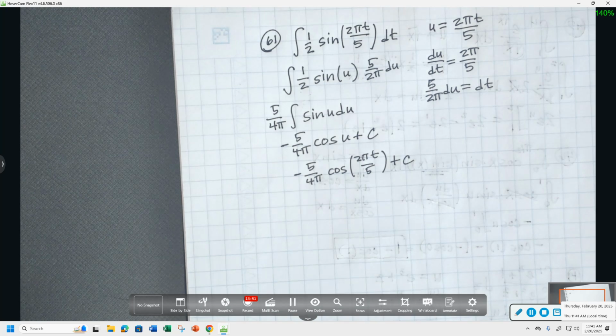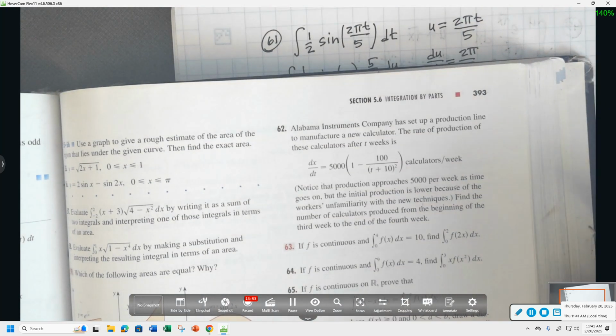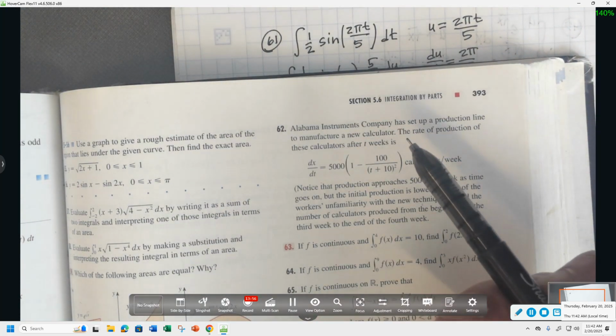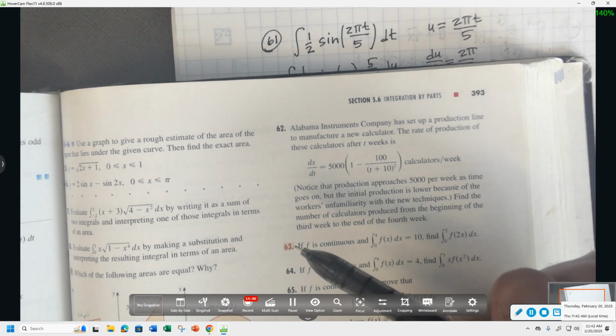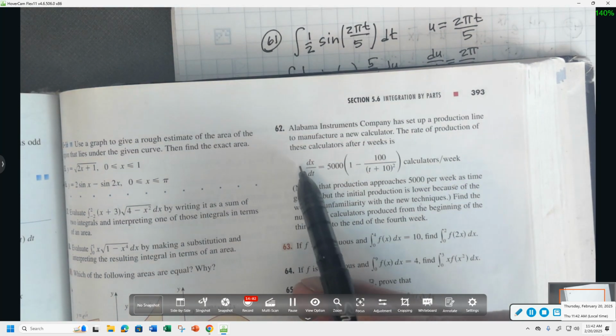So 62, I don't know if you got their humor here, but they have the Alabama Instruments to compete with Texas Instruments, maker of the calculators. Get it? No, it's not funny.